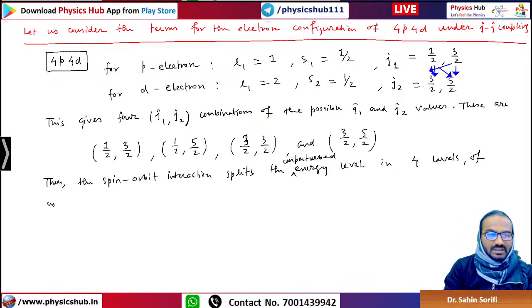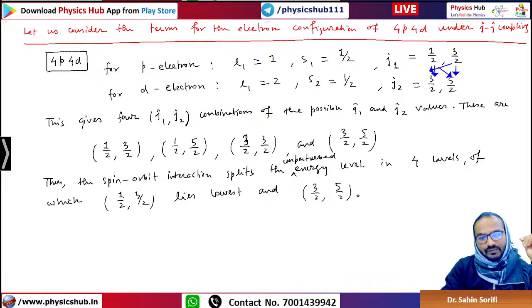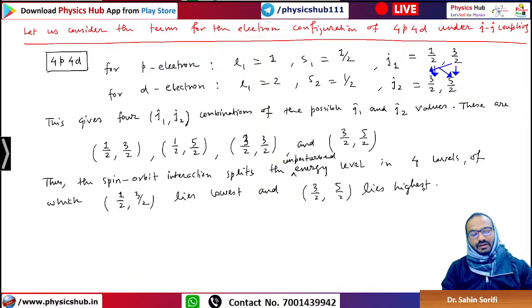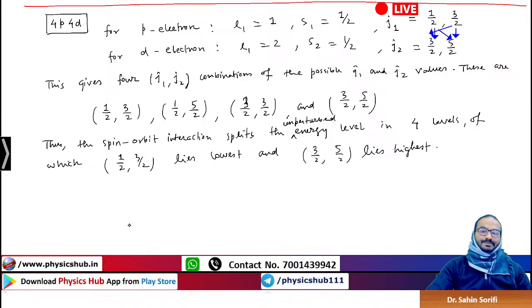Of which one is lying lowest? Half 3/2 lies lowest, and 3/2 5/2 lies highest. Now further, depending on the J values, this can be split.